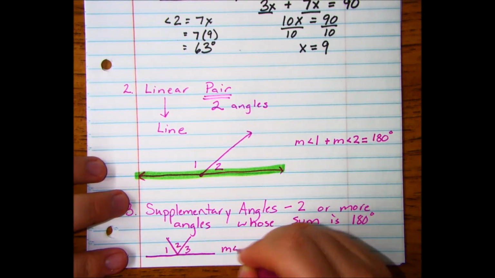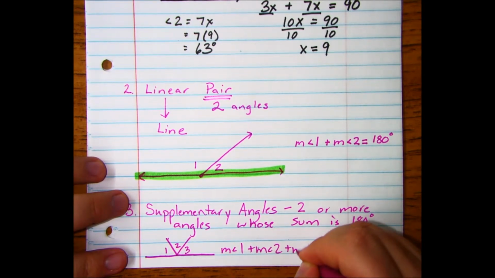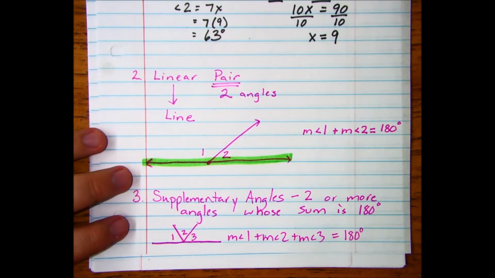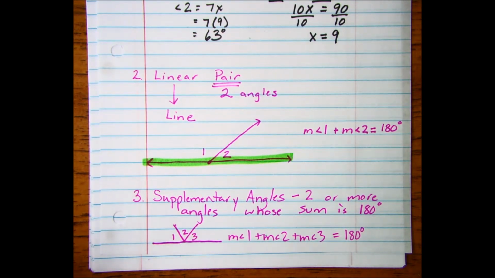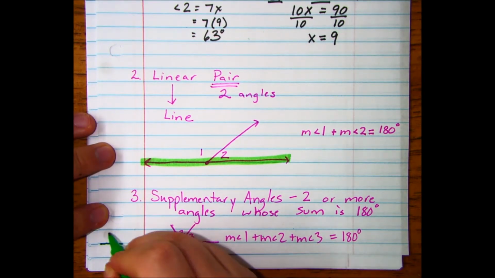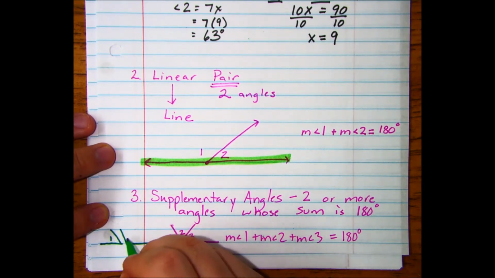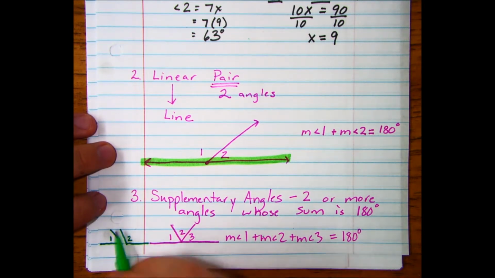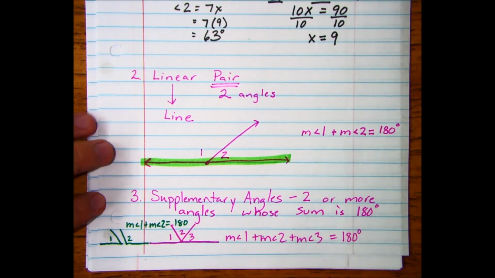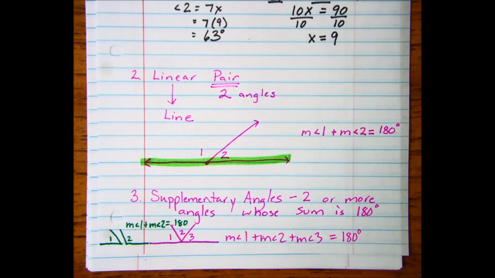Measure of angle 1 plus the measure of angle 2 plus the measure of angle 3 is going to equal 180 degrees. And once again, you can have any number of angles as long as their sum is 180 degrees. And as with complementary, they don't necessarily have to be part of the same angle or line. They can be separate. As long as their sum is 180 degrees, you're good to go.